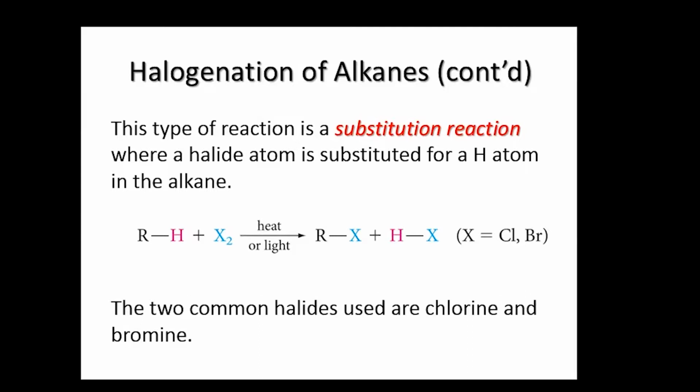And this slide shows the general reaction sequence or formula for the reaction. We've got an alkane, which is indicated by the R group, showing the hydrogen on there. That's going to react with our chlorine or bromine, which is Cl2 or Br2. In the presence of heat or light, we'll form an alkyl halide, and HX, which would be HCl or HBr.